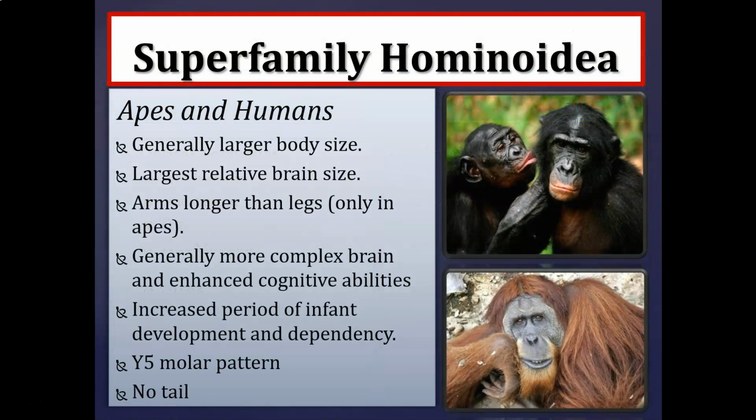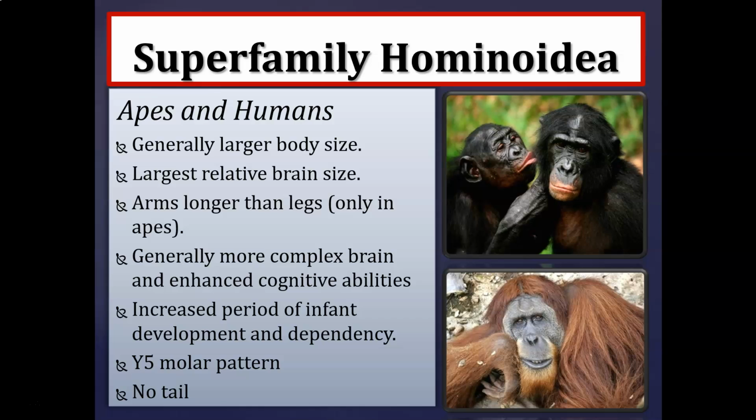All right, let's talk about superfamily Hominoidea. So again, envision our chart. We're looking under catarrhines right now. So underneath catarrhines, the 2 main divisions are the cercopithecoids, the Old World monkeys that we just talked about, and now we're going to talk about Hominoidea or hominoids, which are the apes and humans.